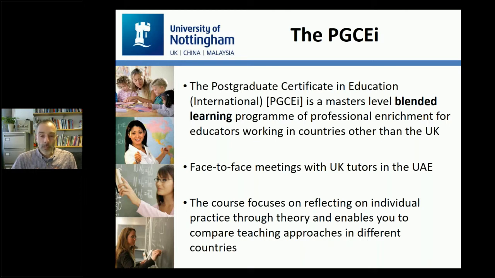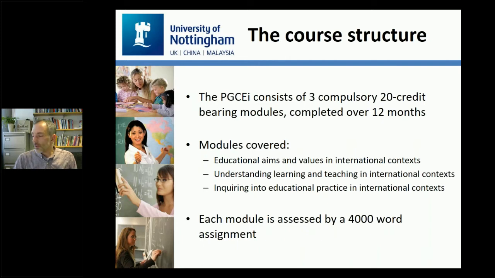Okay, so the way the course is structured is in 3 compulsory modules. So there are 3 20-credit modules, and these modules are equally weighted. And while you don't have a choice of module because they are compulsory, you have a great deal of choice of what you do within each module. So I'll talk in a moment about what's covered here.